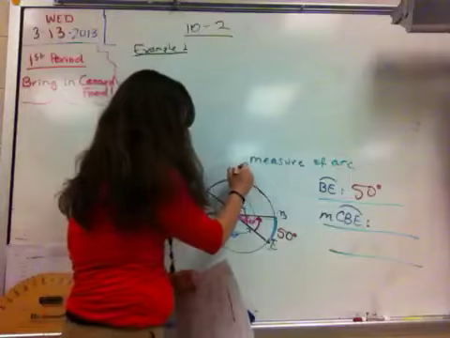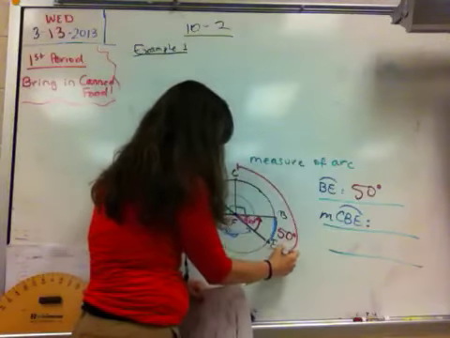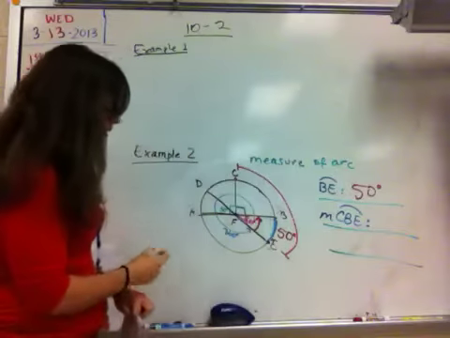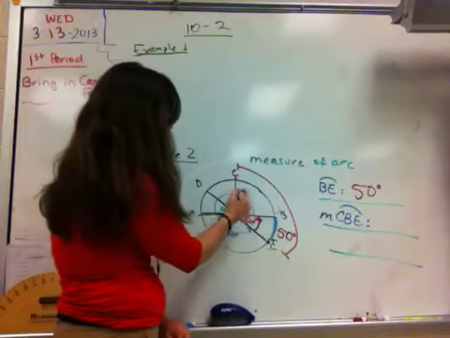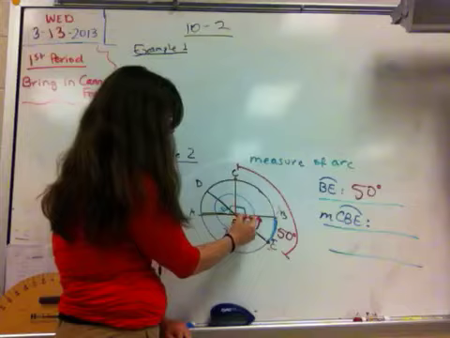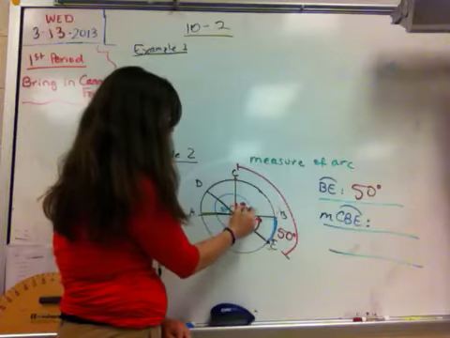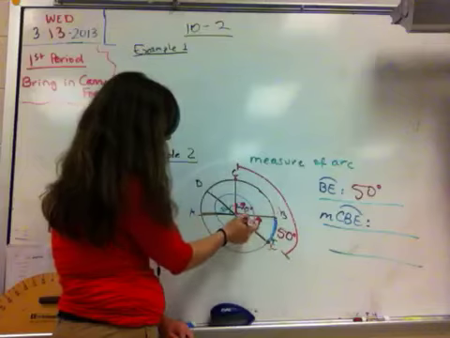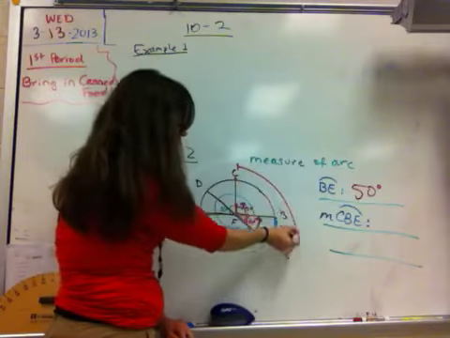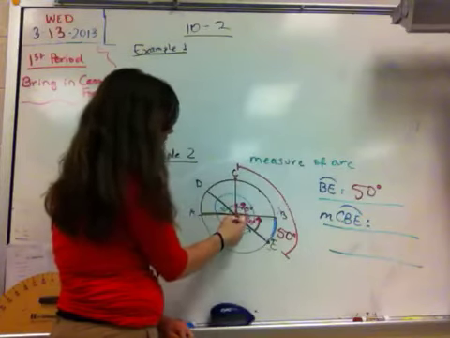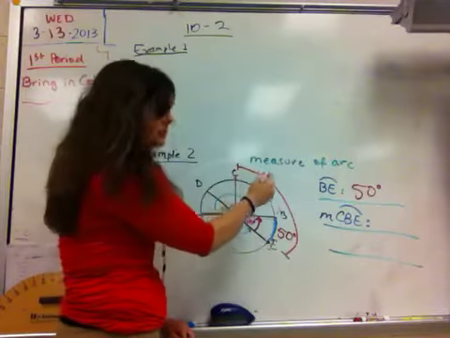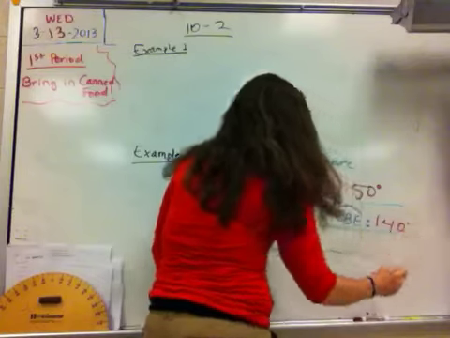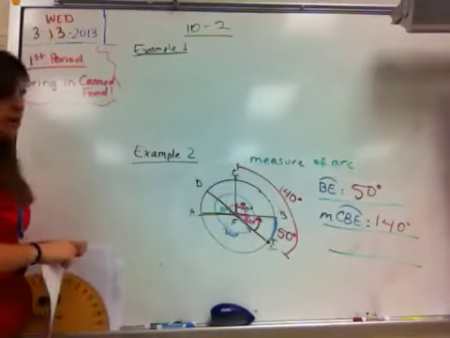How can I get the arc measure from C to E? Well, let's look at the angles that are involved. When I start at C and I go to B, how many degrees is that? That's 90. When I go from B down to E, that's 50. So what's your total? 90 plus 50 gives you 140. So this arc measure is 140 degrees.